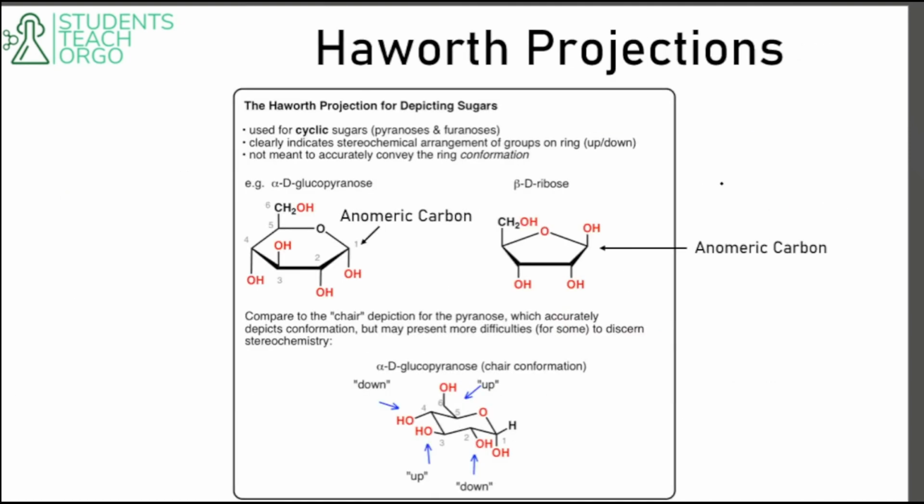This is what a Haworth projection looks like. Pretty much what we can do is show a cyclic sugar, which in this course is a 5 or 6-membered ring. You can go from a Fischer projection into this Haworth projection, and it shows the sugar in 3D. However, it is not the actual conformation. It's not meant to accurately convey the ring conformation, but more so the orientation of the stereochemical groups.